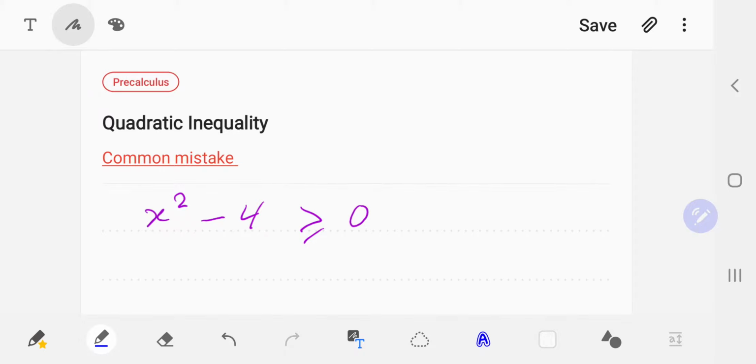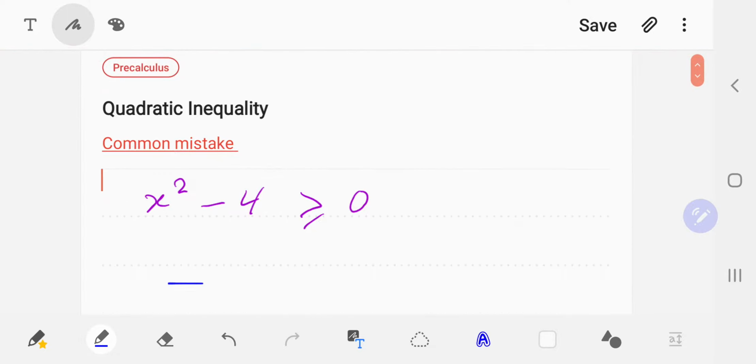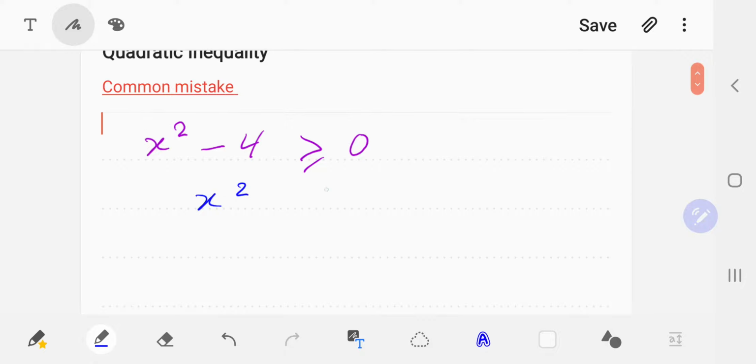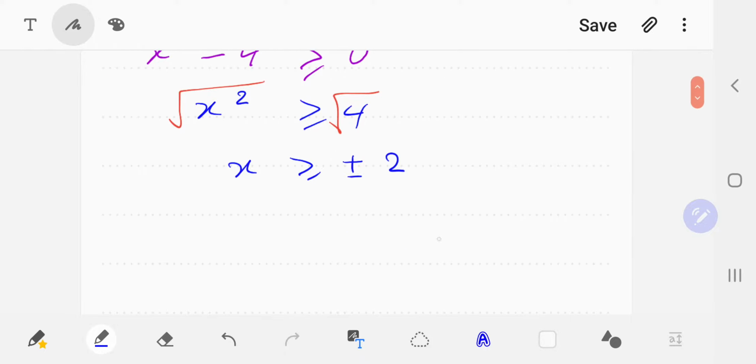Hi again. Today I'm going to talk about a common mistake that students and some inexperienced teachers usually make while solving a quadratic inequality like x squared minus 4 greater than or equal to 0. Many people move 4 to the other side and then take the square root of both sides, saying that this will be x greater than or equal to plus or minus 2. This is actually not correct.